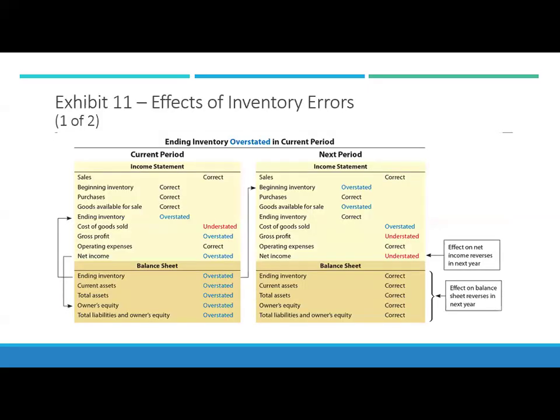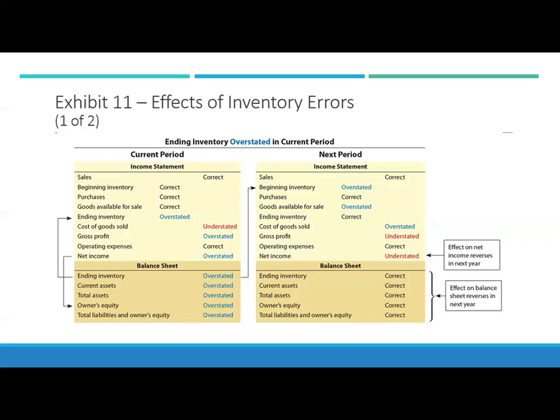And if inventory is overstated in the current period, we're overstating our assets, overstating our equity in the current period balance sheet. We're also understating cost of goods sold because, right, ending inventory has a direct relationship to cost of goods sold. And then that also overstates our gross profit, overstates our net income.